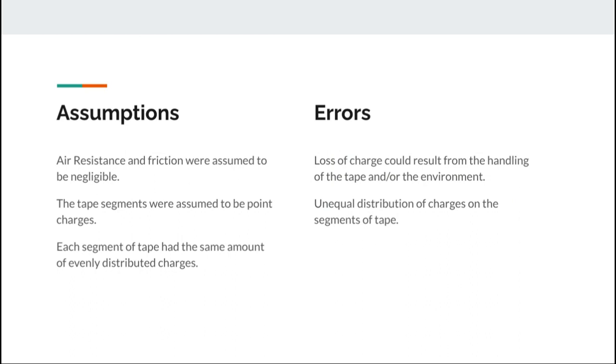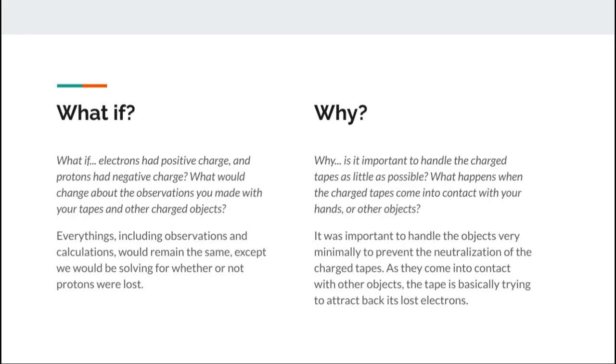The assumptions that we had to make were that air resistance and friction were negligible. The tape segments were assumed to be point charges, and the segments of tape had the same amount of evenly distributed charge. As for errors, the loss of charge could result from the handling of the tape and or the environment, and there could be an unequal distribution of charges on the segments of tape.